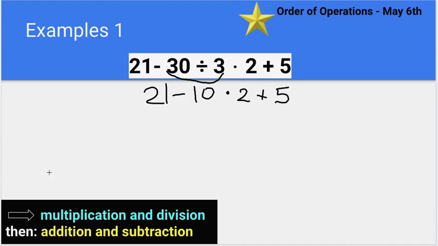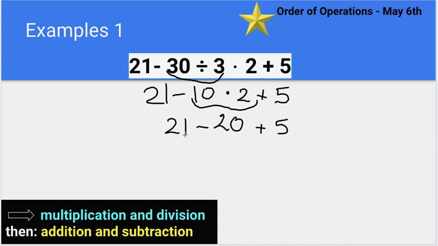We still got multiplication and division. Here's our multiplication, so we'll do this. So 10 times 2, well, that is 20. So we've got 20, now we'll bring everything else down, so we'll bring the 21 minus plus 5. And now we're done with the multiplication and division. Now we're going to do addition and subtraction. And we're working left to right.